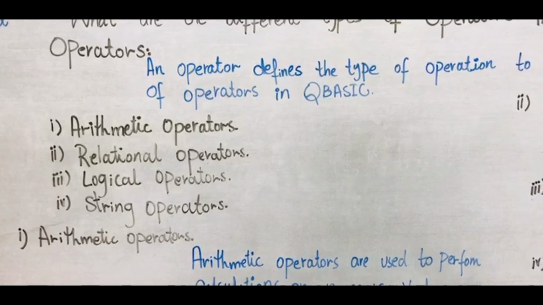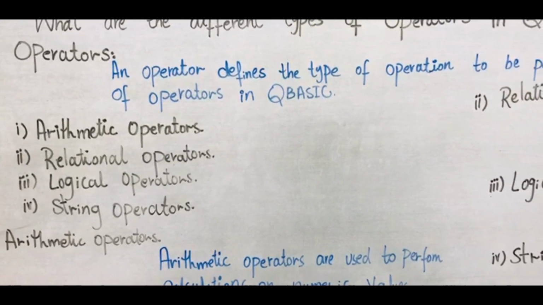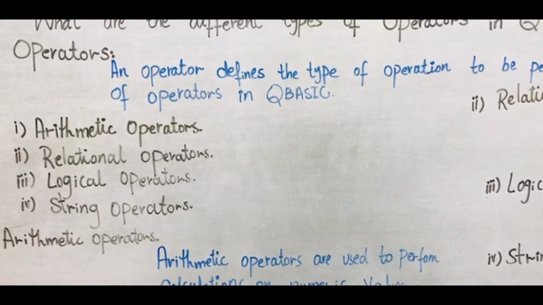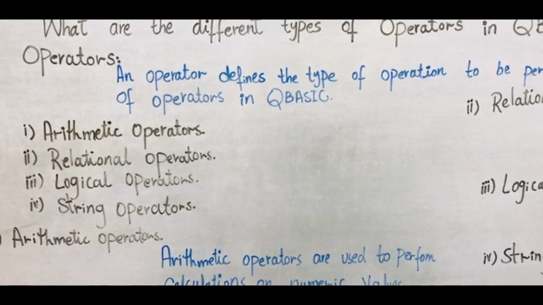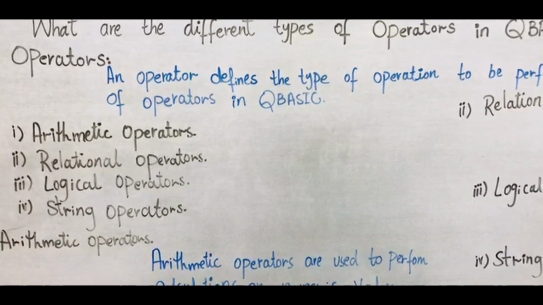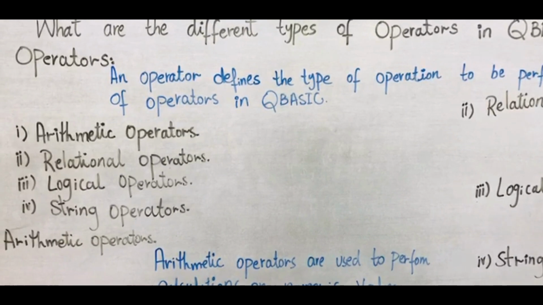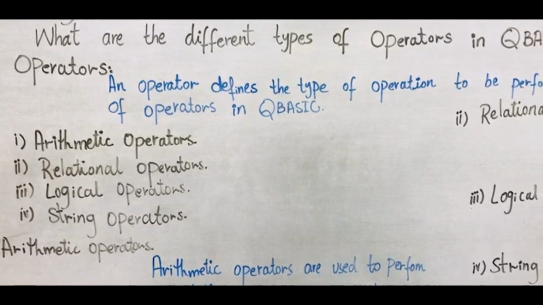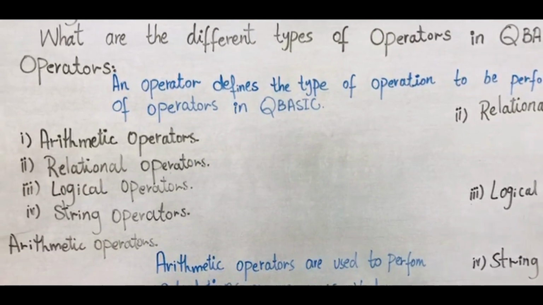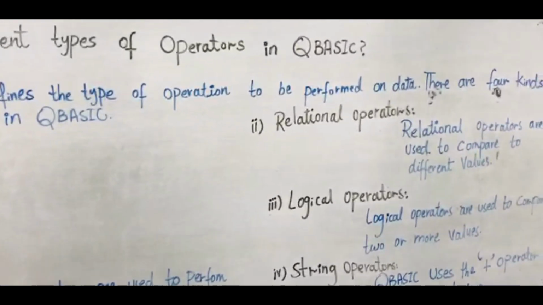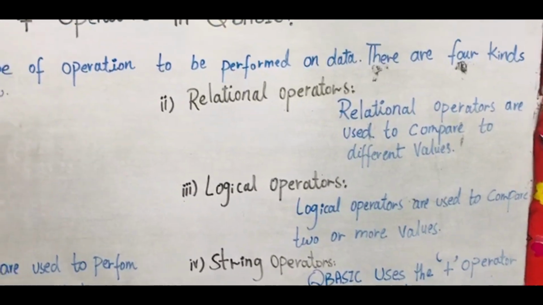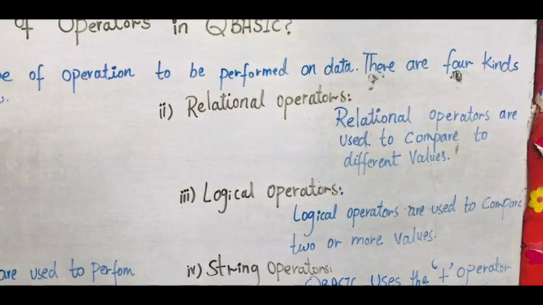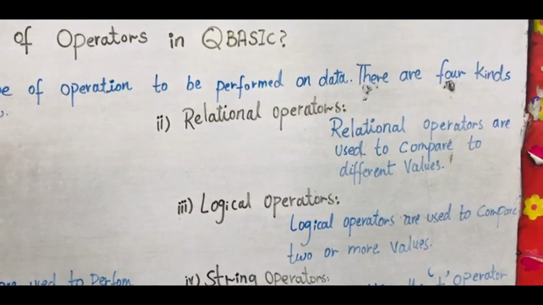First, arithmetic operators. Arithmetic operators are used to perform calculations on numeric values. Now second one is relational operators. Relational operators are used to compare different values.